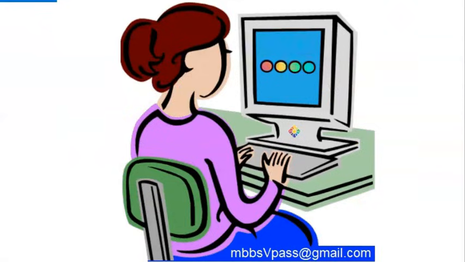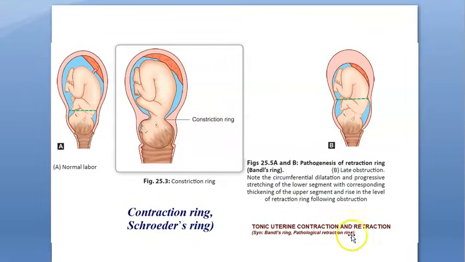So that's it, guys. You have understood the constriction ring, then you have understood the pathological contraction ring, pathological one or Bandl's ring. It's also called a retraction ring. Okay, retraction ring means this one.